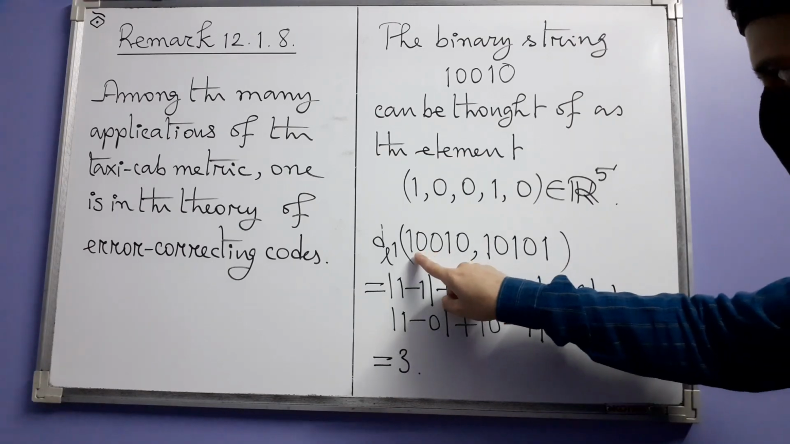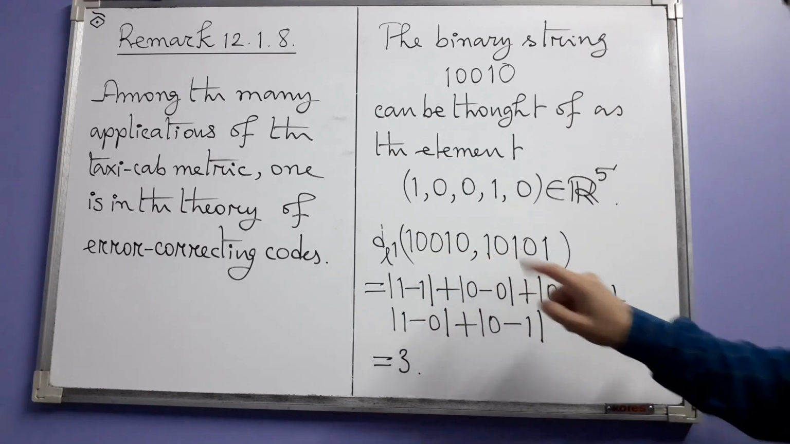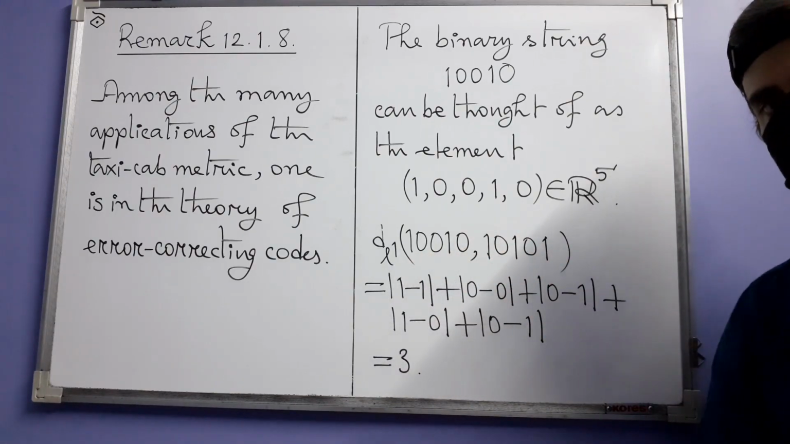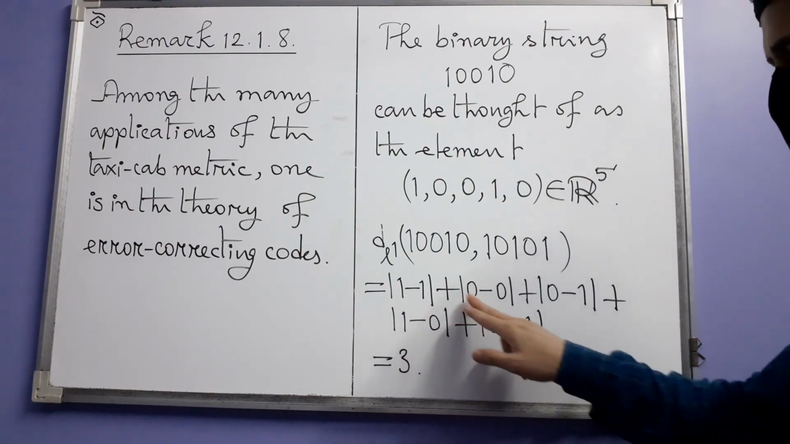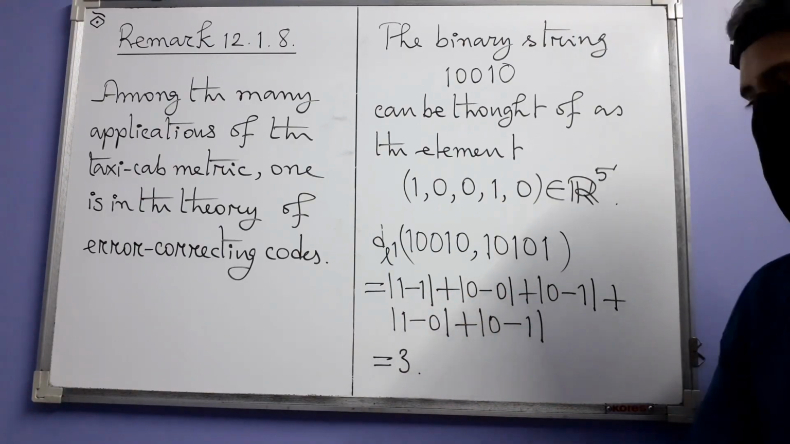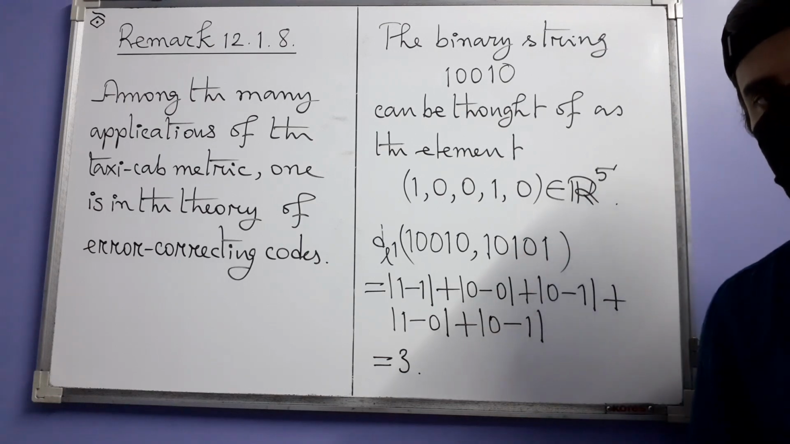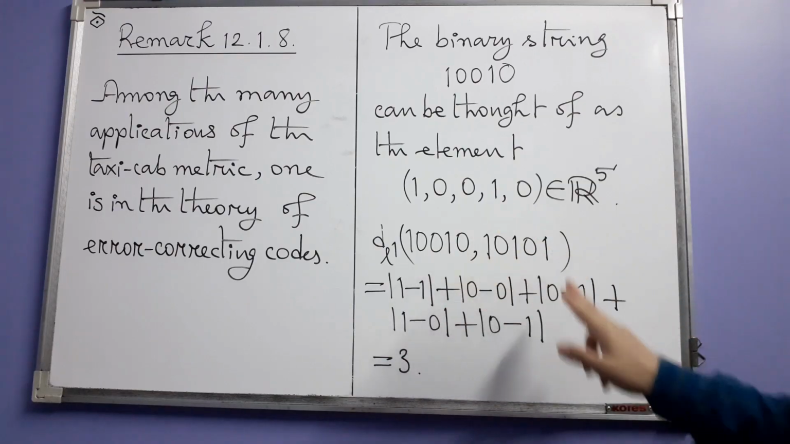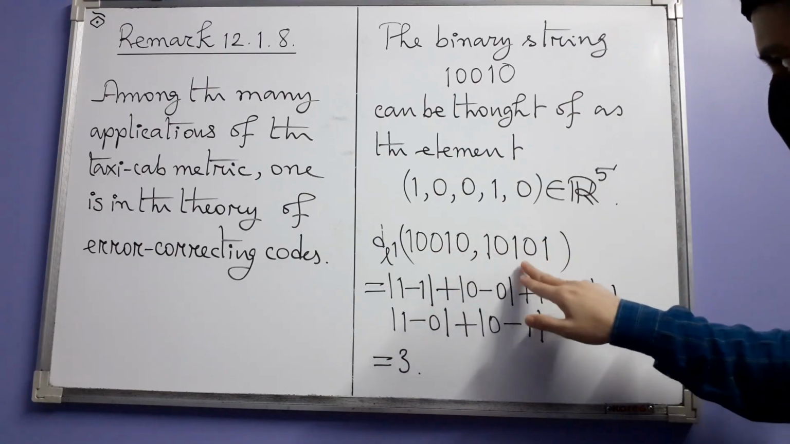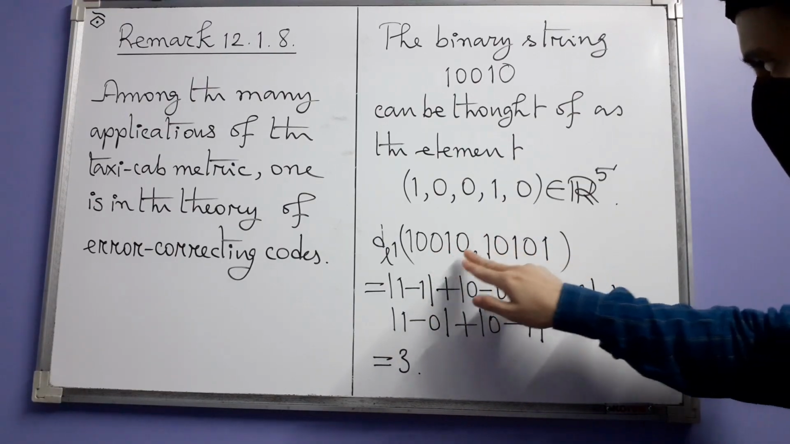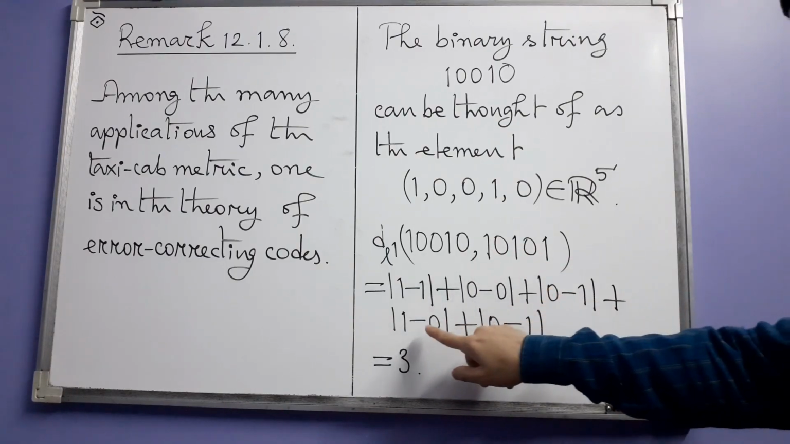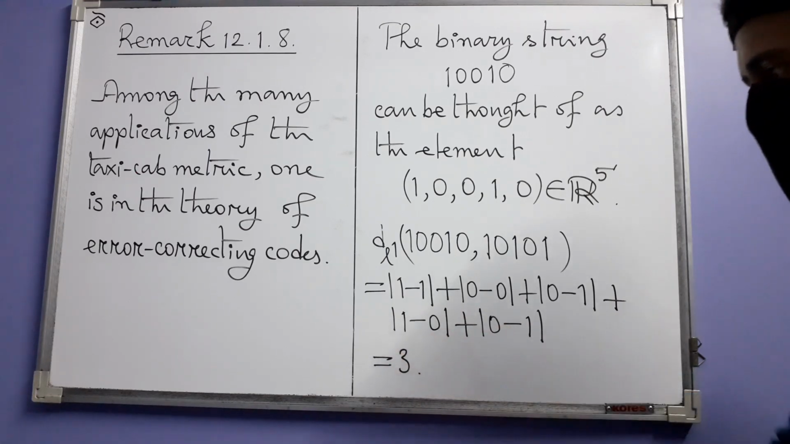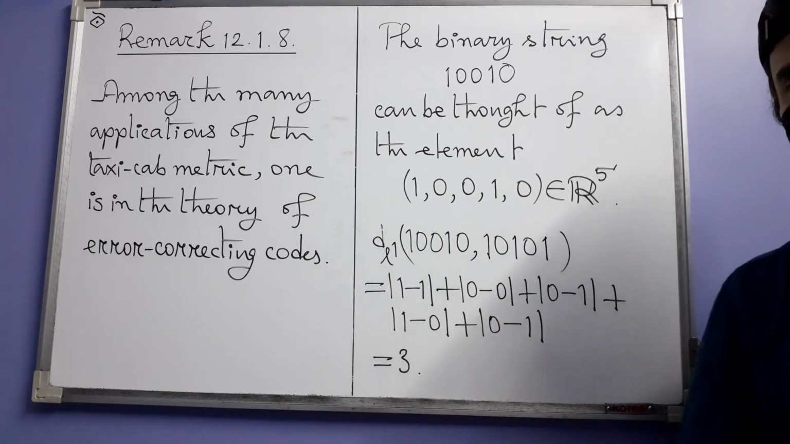So you can note that the first two bits of these strings are the same. So the corresponding differences will be 0, and they are not going to contribute anything to the sum. However, the last 3 bits are different. Here you have 0, here you have 1. 1 0 0 1. So each one of them contributes a 1 to the sum, and that's how you get this value 3.